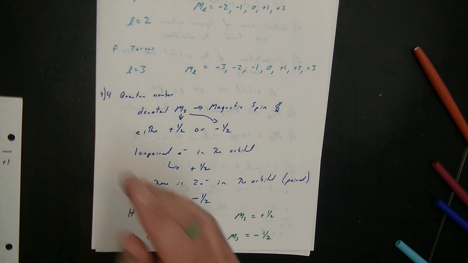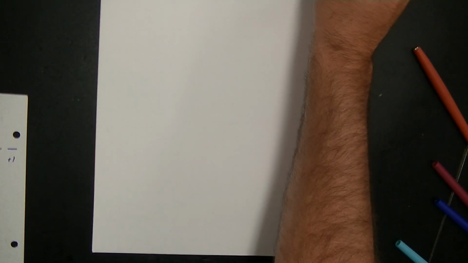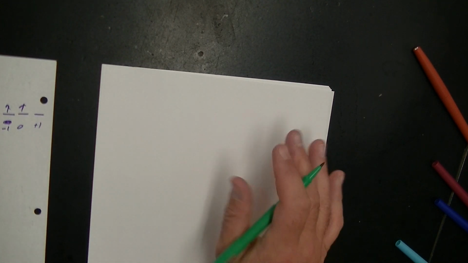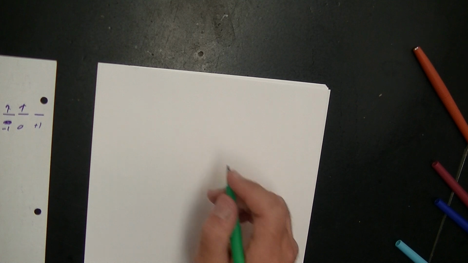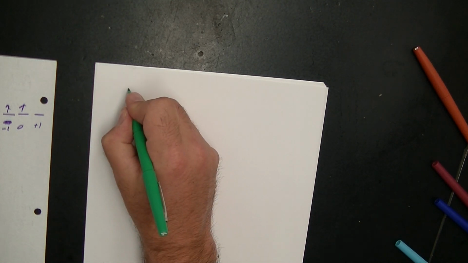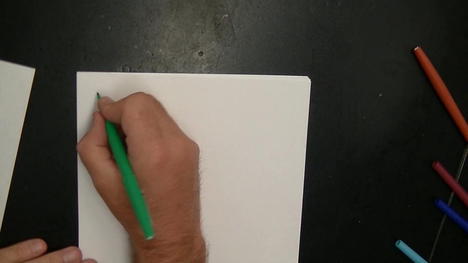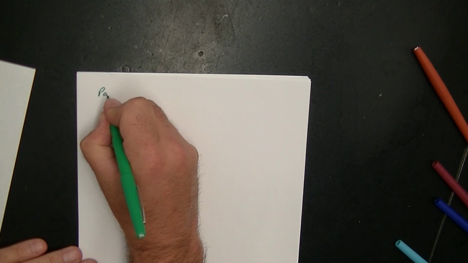Okay, so let's go ahead and try this. Let's come up with our 4 quantum numbers. Do we want to do that yet? Let's do this first. Let's talk about the Pauli exclusion principle.